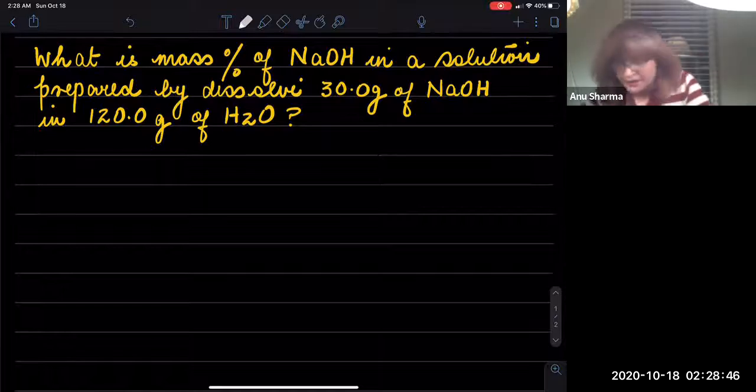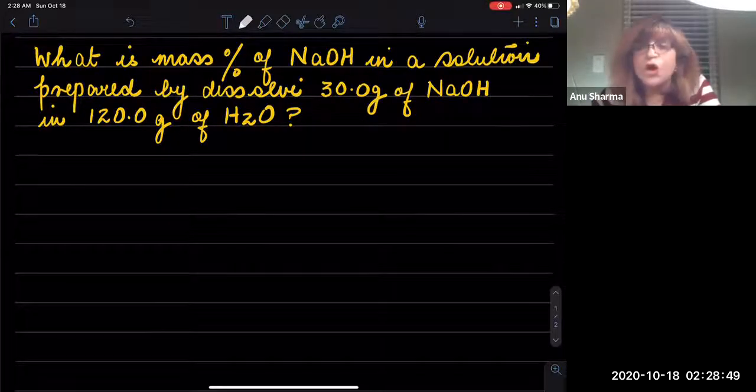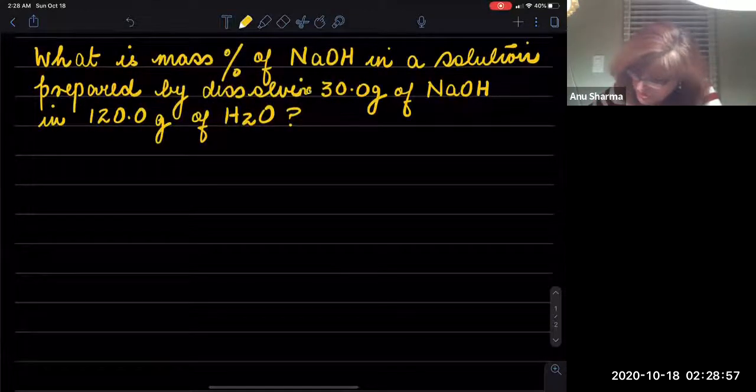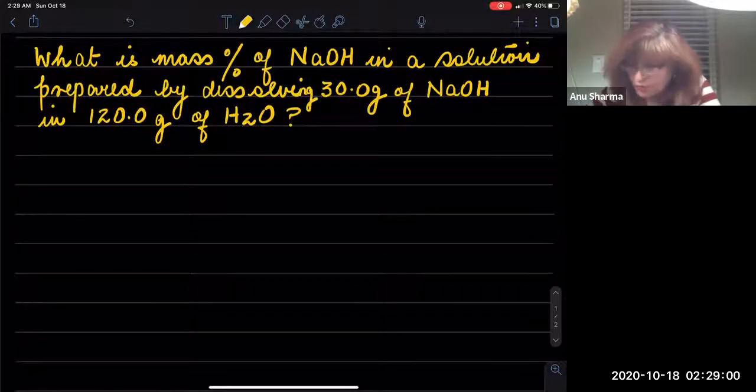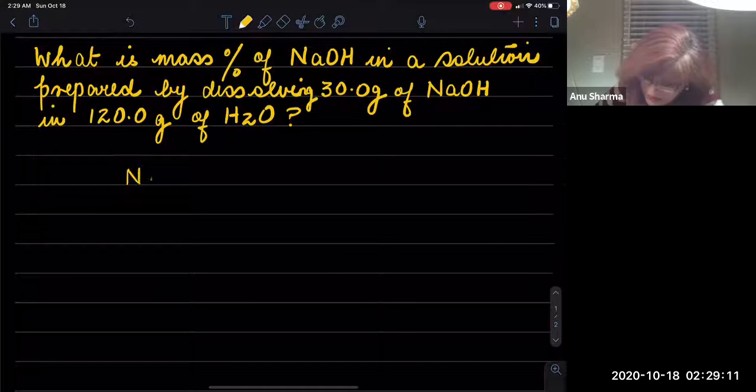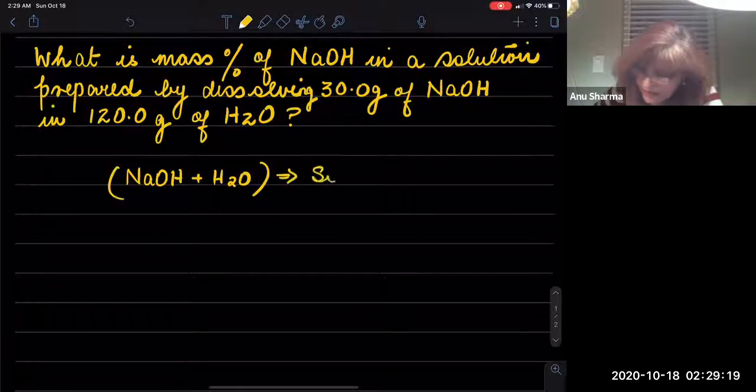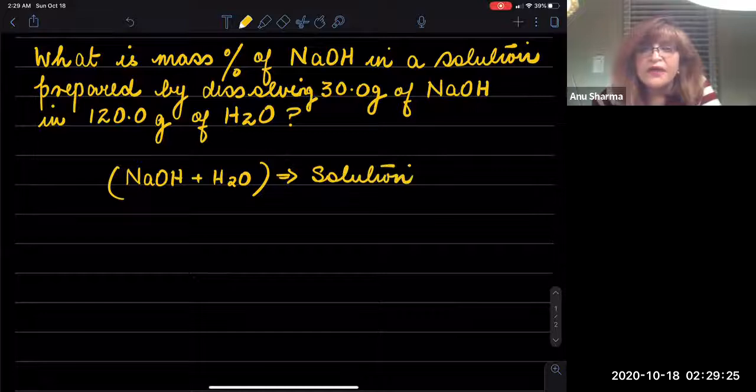Okay, so here: what is the mass percent of sodium hydroxide in a solution prepared by dissolving 30 grams of NaOH in 120 grams of water? Now here's the trick. Sometimes students think, oh, it's water, it's aqueous. No, keep this in mind: only when NaOH mixes with water is the solution formed. Other than that, if it's just the water alone, then that is just a solvent.